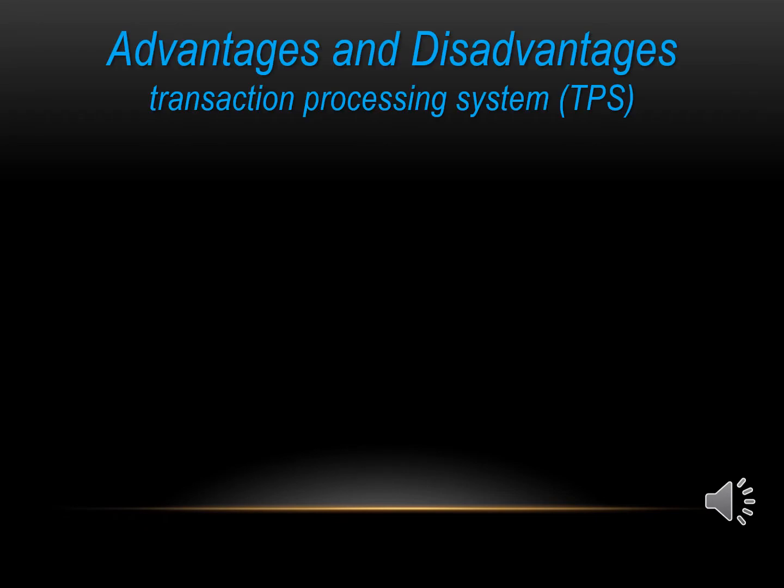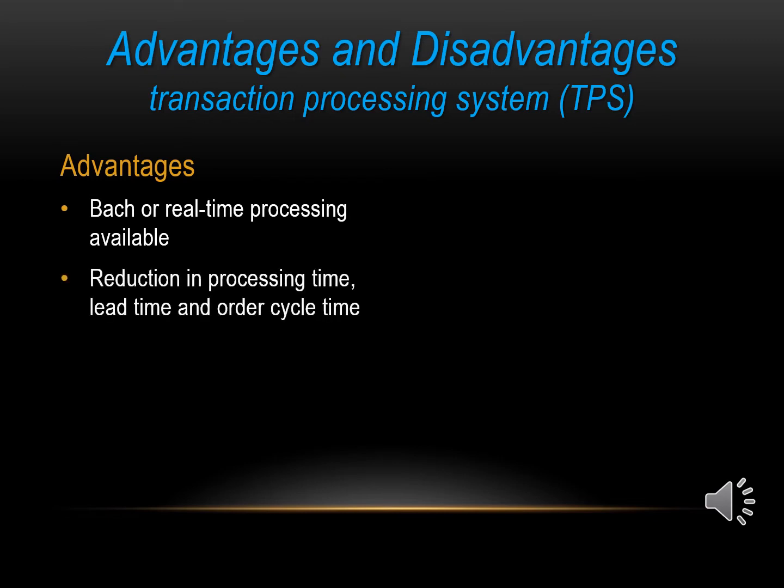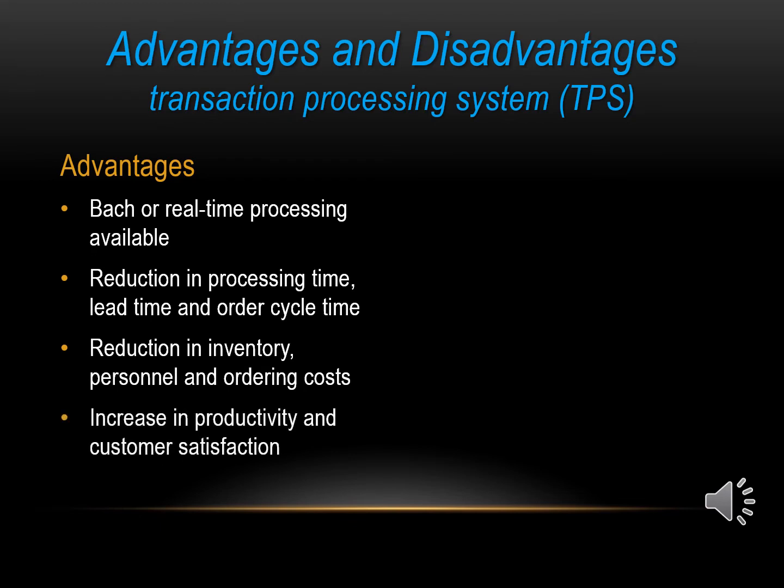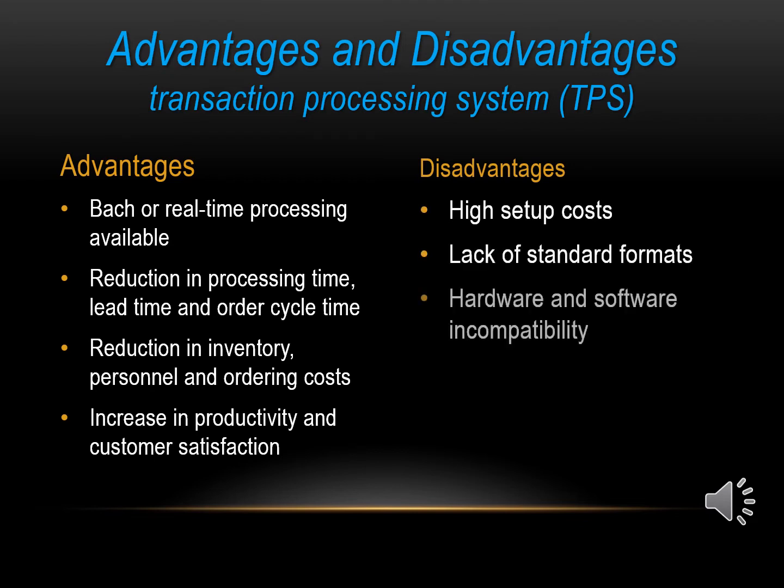We'll speak about the advantages and disadvantages of transaction processing system. Advantages: batch or real-time processing available, reduction in processing time, lead time and order cycle time, reduction in inventory, personnel and ordering cost, increase in productivity and customer satisfaction. Disadvantages: high setup cost, lack of standard formal hardware and software incompatibility.